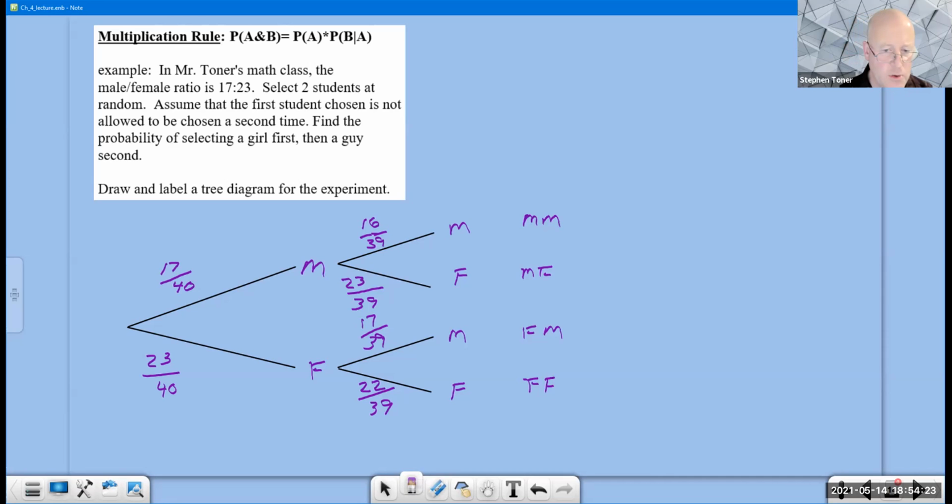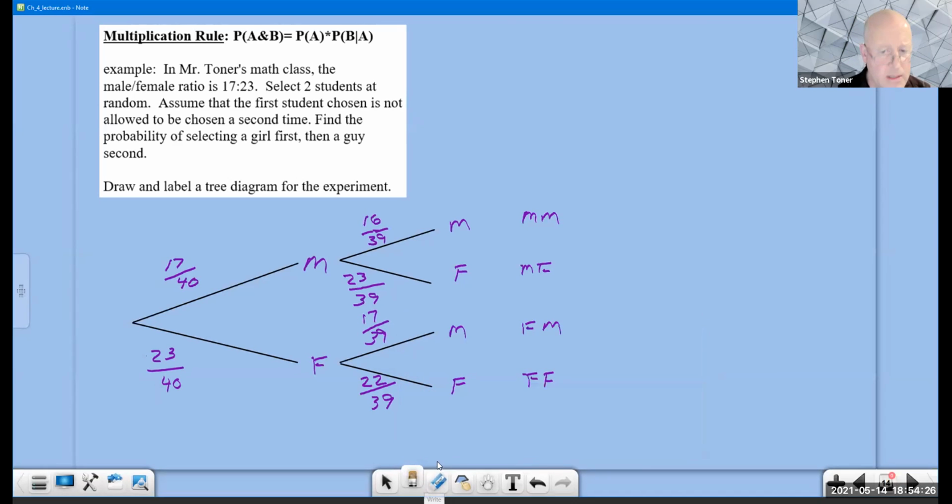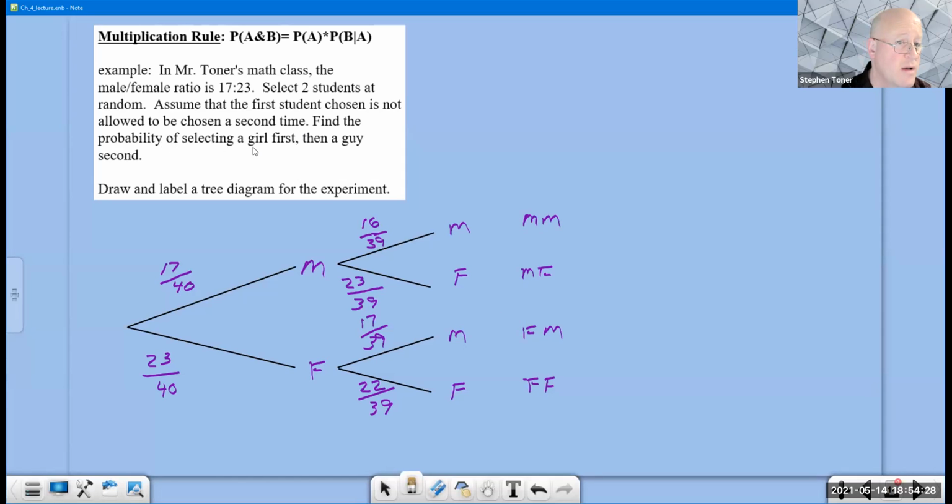Now, if you want to find any of those probabilities, it says find the probability of choosing a girl first and a guy second. Girl first says, okay, let's do that one right there. And then a guy second, we're going up the branch to get to the male, and we want to know what's the probability of female followed by male. Well, in this structure here, you are going to multiply those probabilities together. 23 over 40 times 17 over 39.